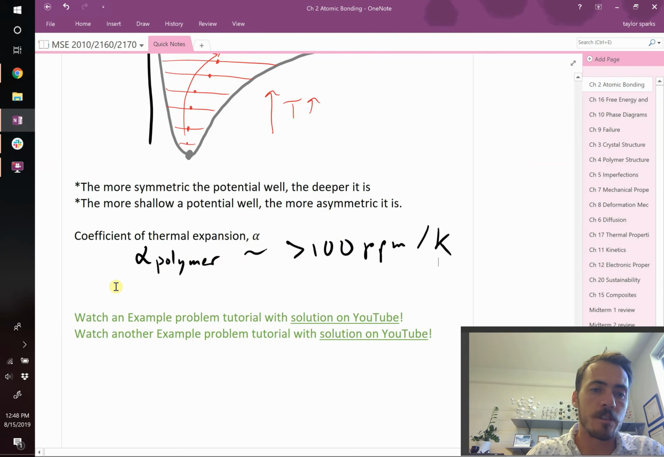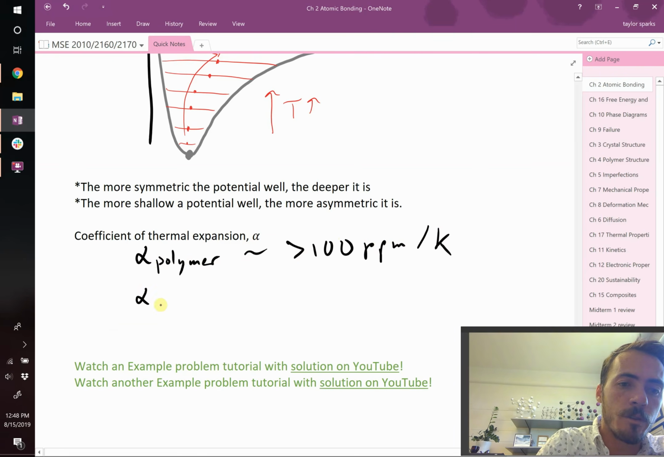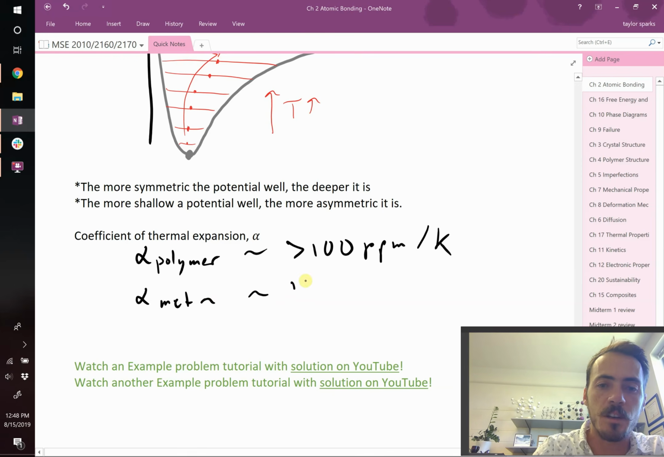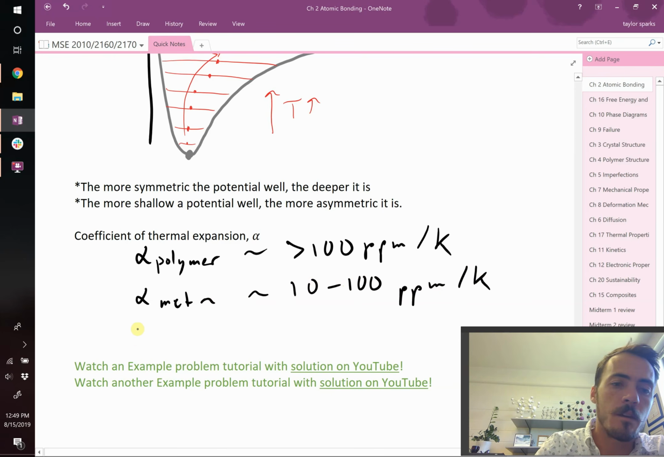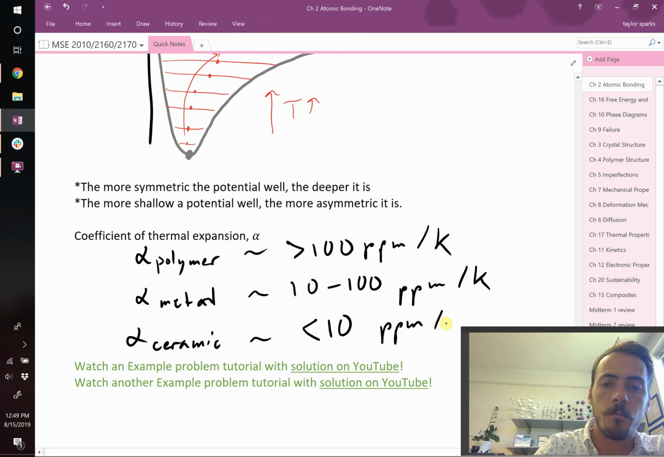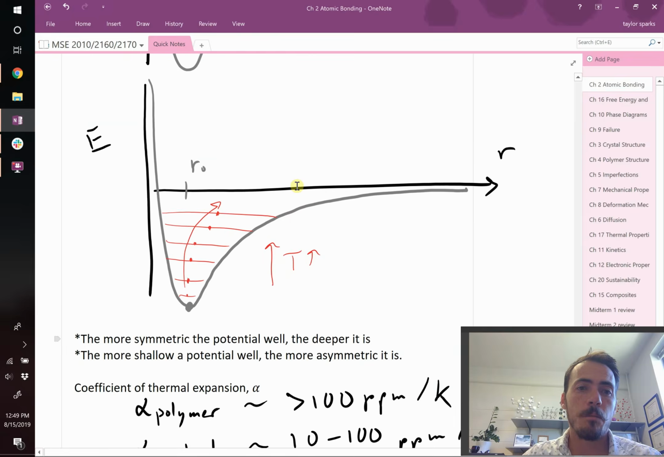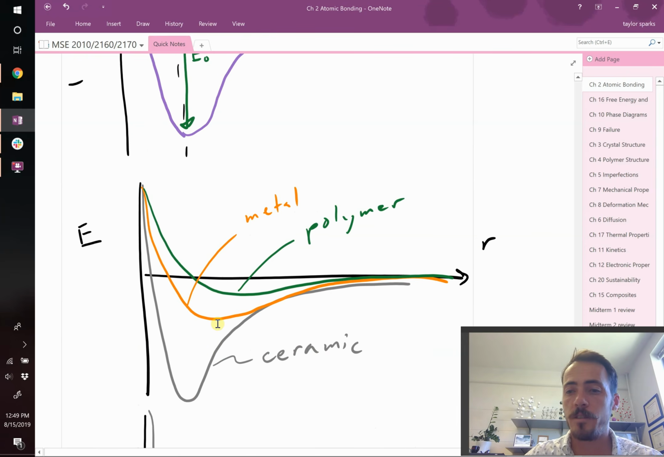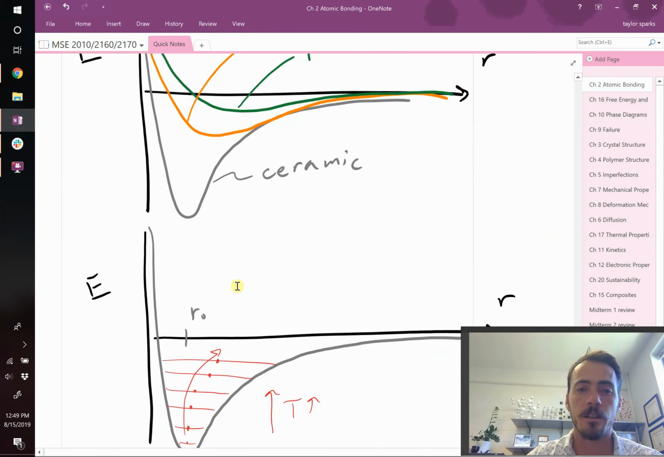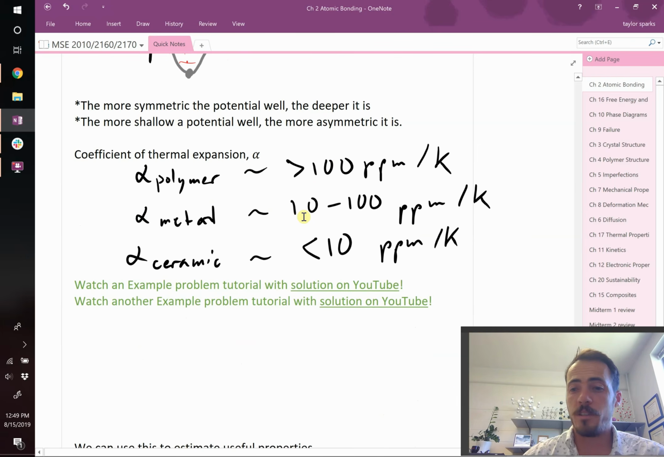Okay? Now let's compare that to a metal and a ceramic. The coefficient of thermal expansion for a metal is going to be something like 10 to 100 ppm per K. And then the coefficient of thermal expansion for a ceramic is typically less than 10 ppm per K. So see how this is useful? Bonding actually tells us something useful. Because we know how it leads to these shapes and why these are different, because things are bonded more tightly or less tightly, that leads to some really important things like why things expand at different rates.